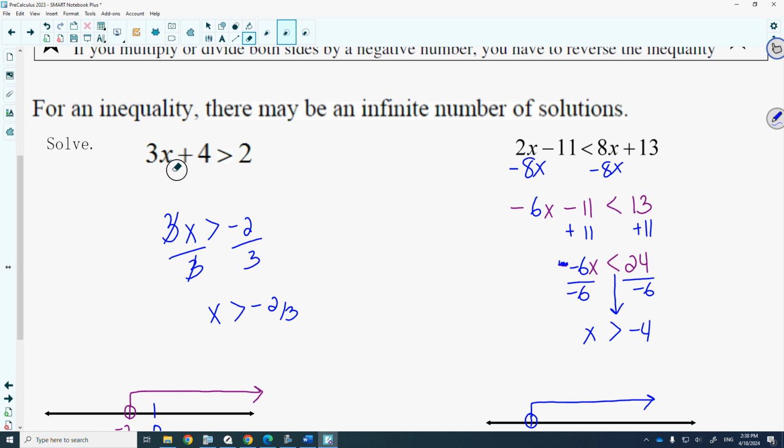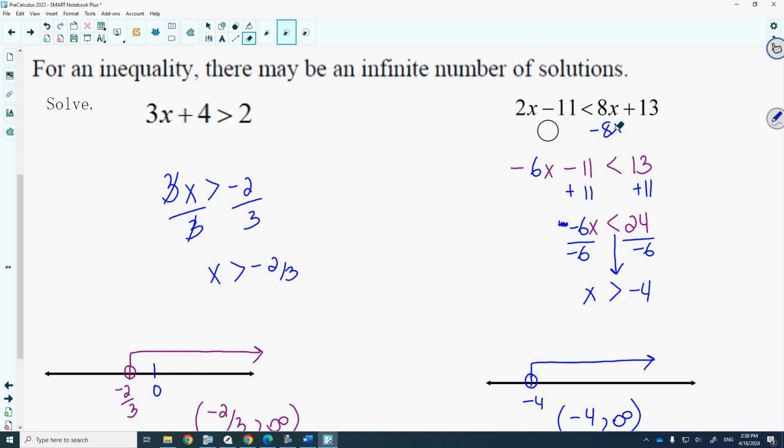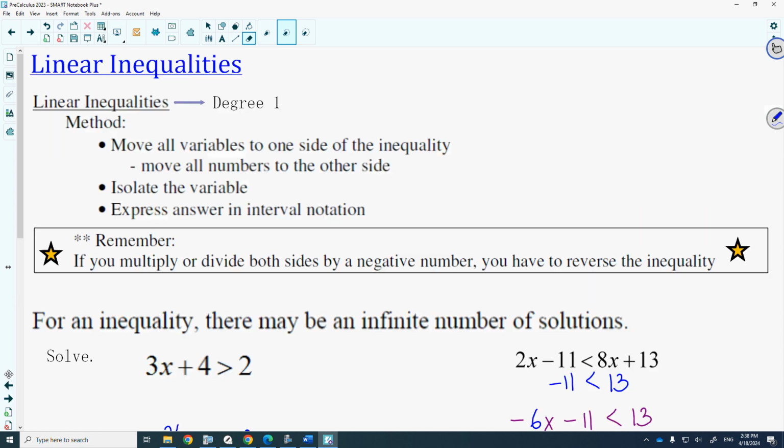We could do the exact same thing for this one. I could pick a number within the solution region. I would actually pick 0 for this one. If I put 0 here and 0 here, I get negative 11 is less than 13. That is a true statement, so that means 0 is in the solution region. That's one way you could check this. That is solving linear inequalities.